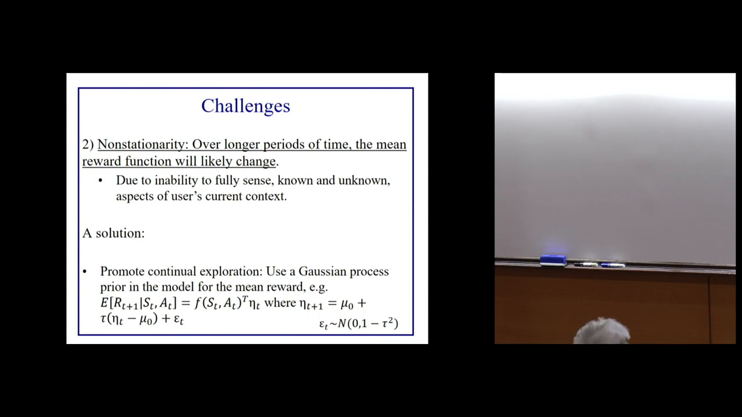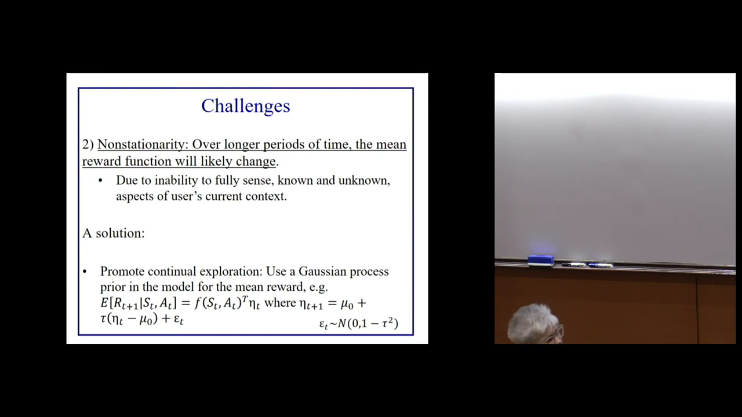So our first effort was we would use a Gaussian process prior for these regression coefficients. This particular version is an AR type version. And the way to think about it, at least the way I think about it, is that it forces you to exponentially discount past rewards. So in a very smooth way, you only use the more recent rewards in your learning algorithm.